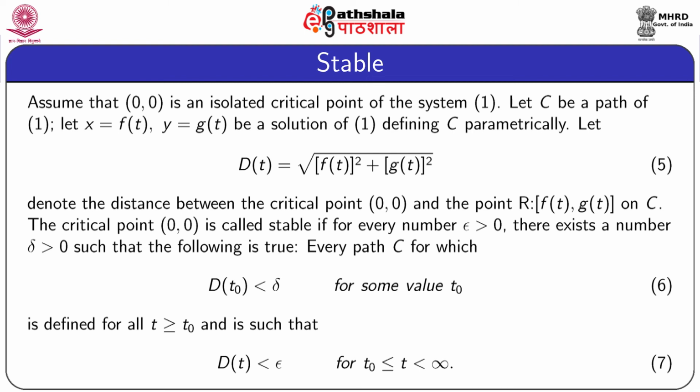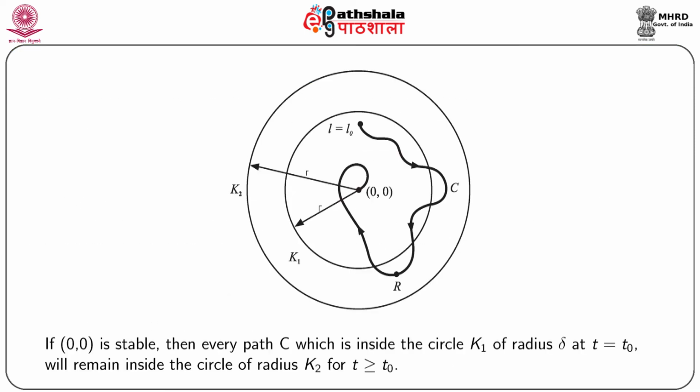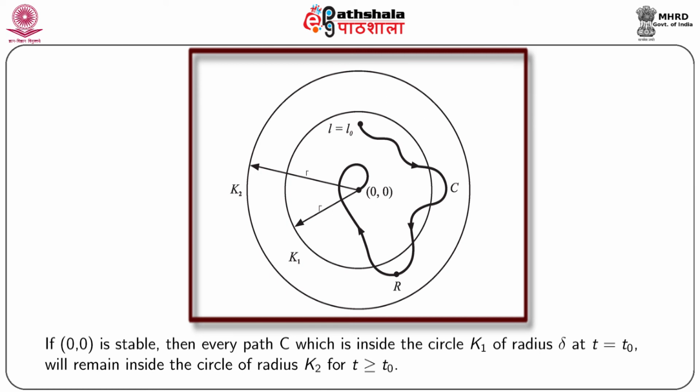Now, let us look at the visualization of stability, how the figure looks because of these mathematical expressions. In this particular figure, you see two concentric circles k1 and k2, one having the diameter delta and the other having the diameter epsilon. (0, 0) is the isolated critical point, and this is the point P at the time t0, and this is the path C, and this is the point R, which is given by the parametric equation f(t) and g(t).